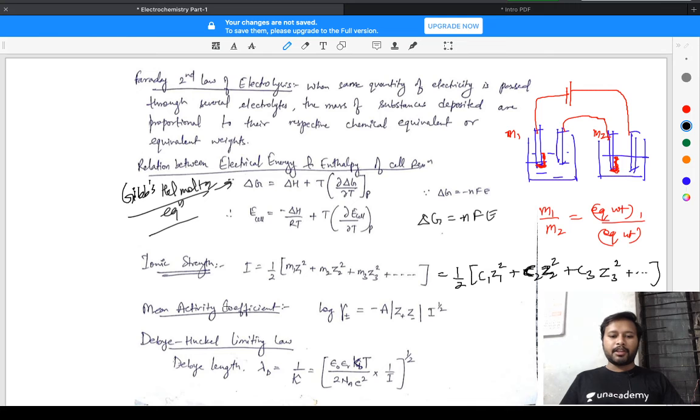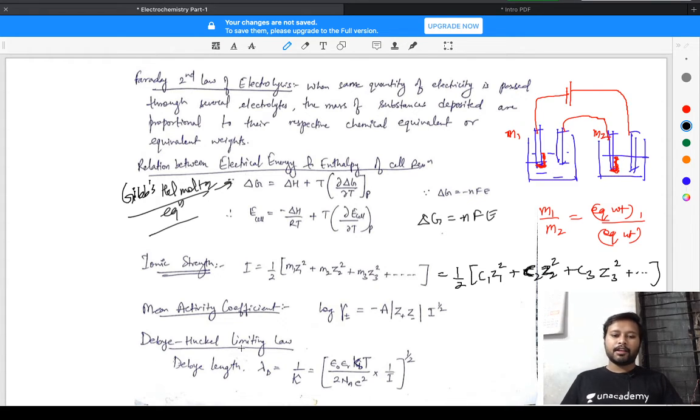The next is the mean ionic activity coefficient, given by gamma. It has a formula: log gamma plus-minus is equal to minus A, z plus, z minus, under root I, or I to the power 1 by 2. Over here A is a constant, z plus and z minus are the respective charges on the cation and anion, and I is your ionic strength. So you can put that in and calculate the mean activity coefficient.